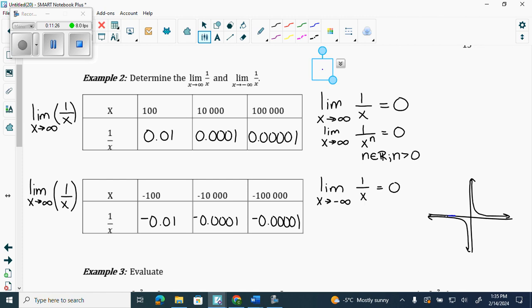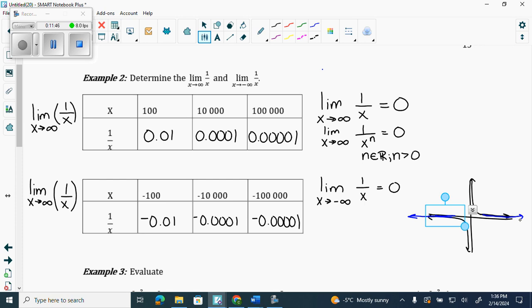So as I'm approaching negative infinity, as this graph is approaching negative infinity, what's it getting closer and closer to? 0. And as this graph is approaching positive infinity, what's it getting closer and closer to? 0. That's all this means. They are approaching 0 on their ends. Yes?